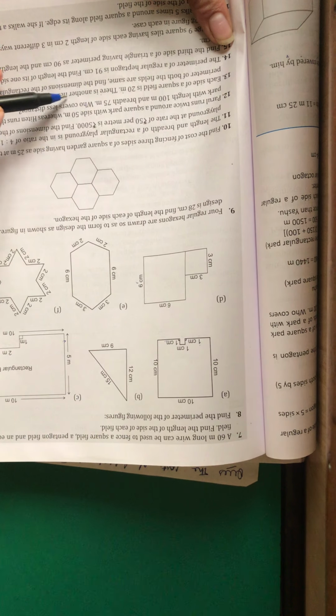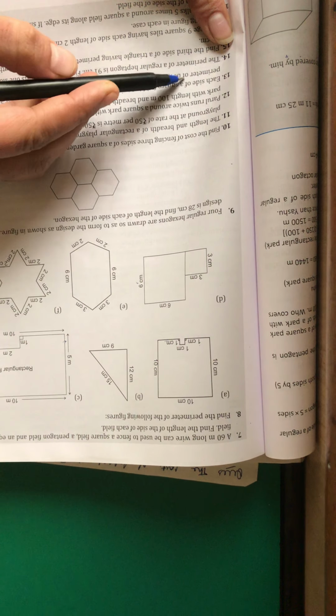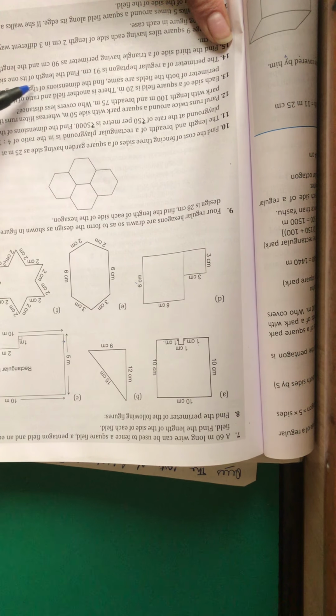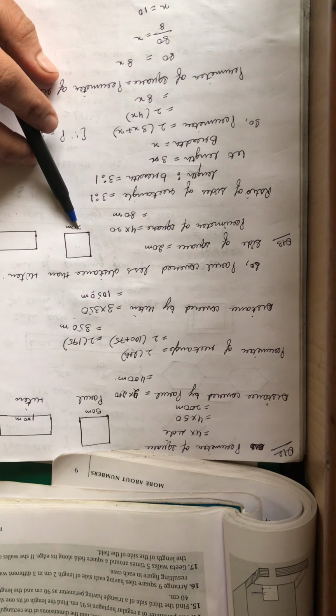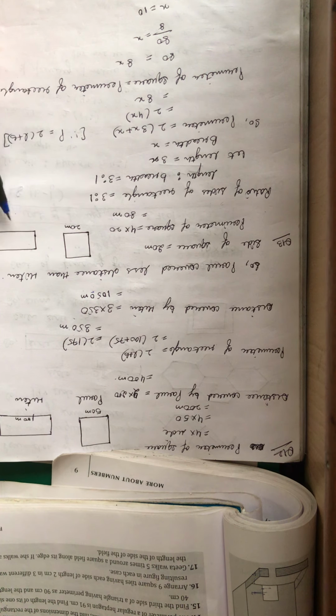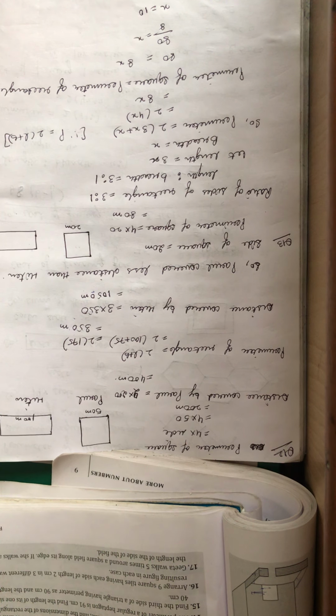Each side of a square field is 20 meter. There is another field and ratio of their adjacent sides is 3:1. If the perimeter of both the fields are same, find the dimensions of the rectangular field. So again, one is a square, one is a rectangle. Square is having each side as 20 meter. Perimeter of both of them is same. But the rectangular field is having the sides in the ratio 3:1.